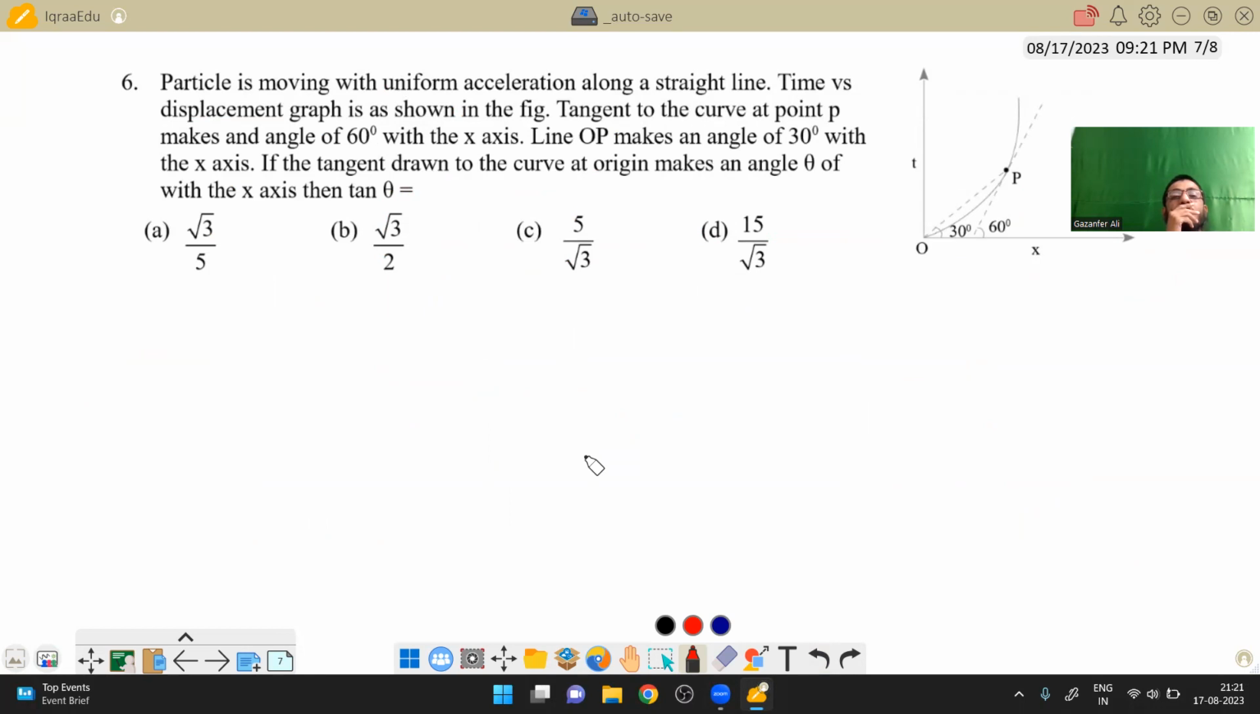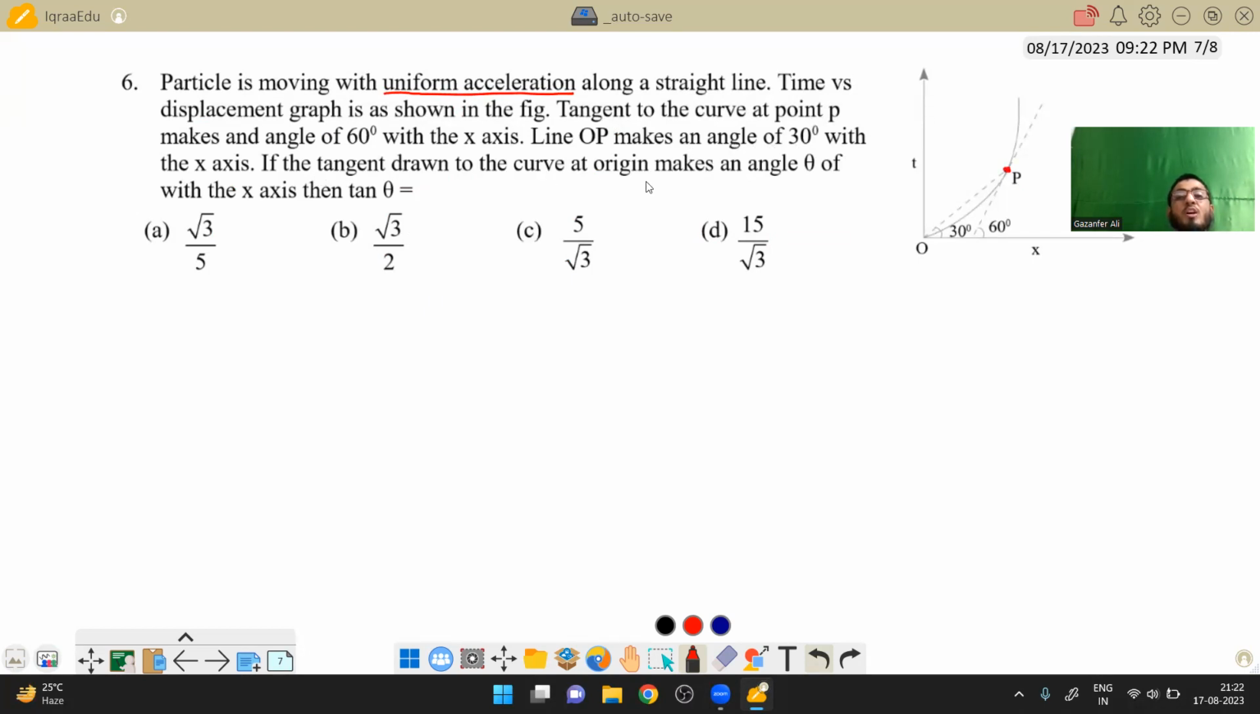A particle is moving with uniform acceleration along a straight line. The time versus displacement graph is as shown in the figure. The tangent to the curve at the point P makes an angle of 60 degrees with the x-axis. Line OP makes an angle of 30 degrees with the x-axis.